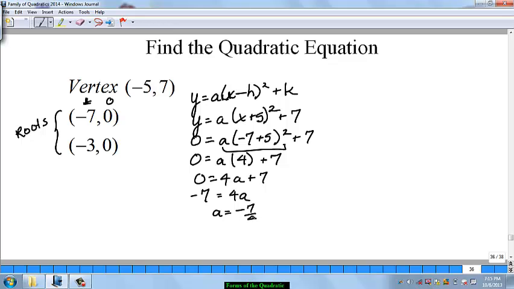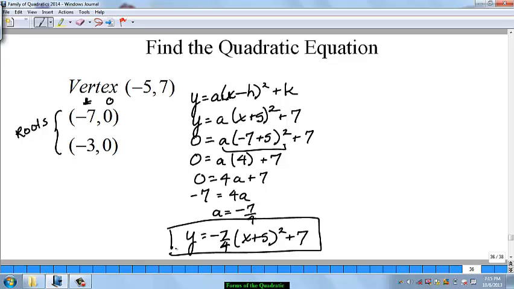So the formula for this quadratic, which is quite interesting, has a equals negative 7 over 4. So this opens downwards. And it's going to be y equals negative 7 over 4 times (x plus 5) squared plus 7. So that's one way you could do this. That could be the formula using those points, right?